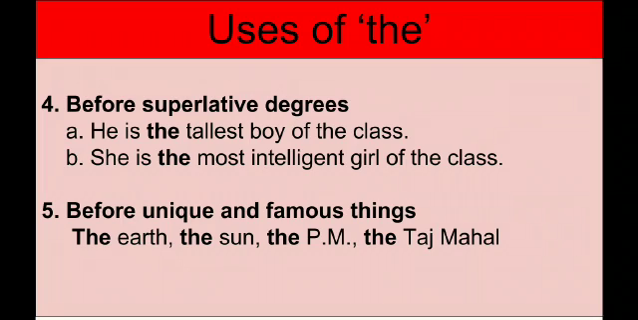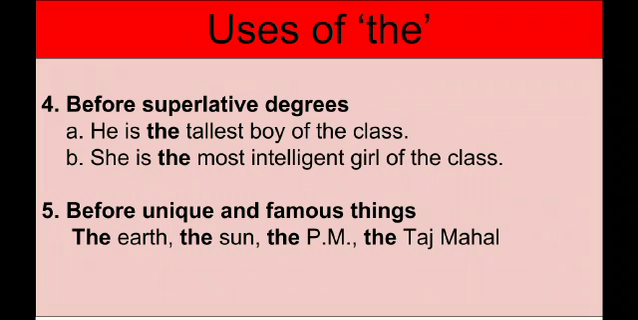He is the tallest boy of the class. She is the most intelligent girl of the class. So tallest, most intelligent, these are the superlative degrees, and before these superlative degrees we have to use "the".